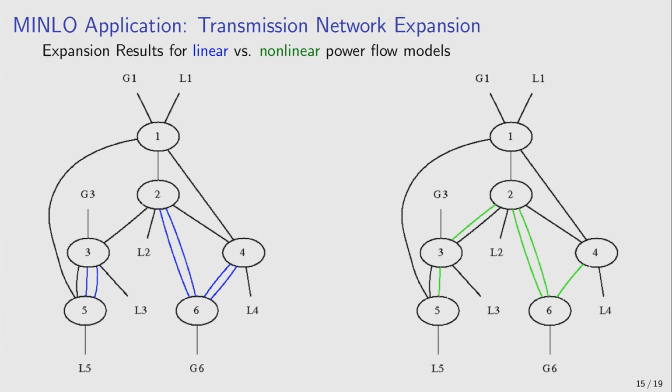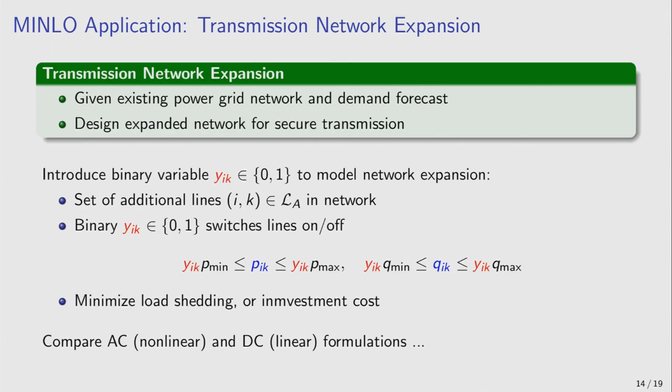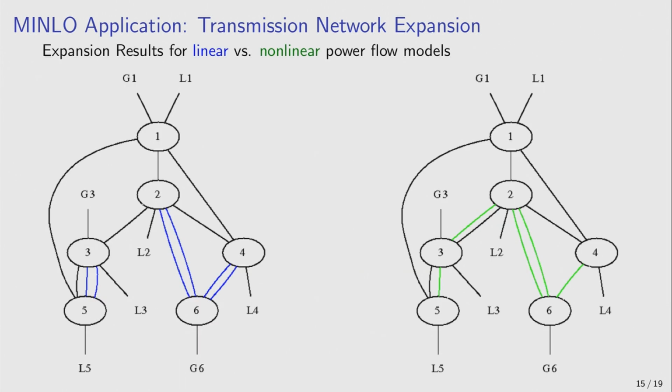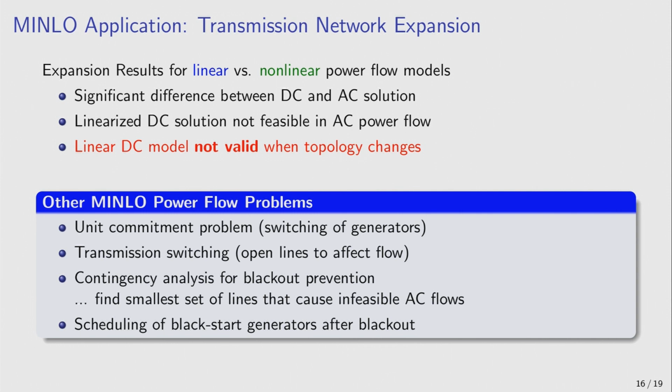Well, what we can do is check whether this solution that we get here actually gives us a feasible point in our nonlinear model. We can make sure that whatever we compute here, regardless of what the objective is, this network topology has a solution. And it turns out that that's not always the case. There we go. So you saw there's a big difference between these, even on a small network.